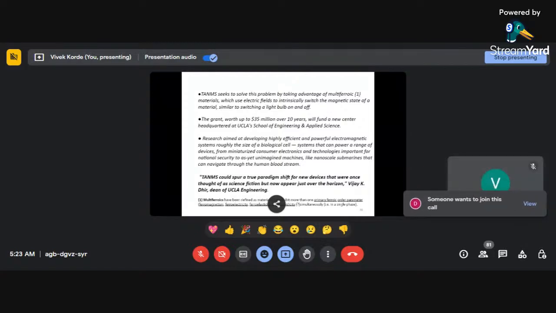So this TNMS seeks to solve this problem by taking advantage of multiferroic materials, which use electric fields to intrinsically switch the magnetic state of a material, similar to switching a light bulb on and off. So this school, the UCLA School of Engineering and Applied Sciences, got a $35 million grant over 10 years for this research. And research in this narrow field is rapidly growing, which was reported by many researchers. So please, sir, go to the next slide.